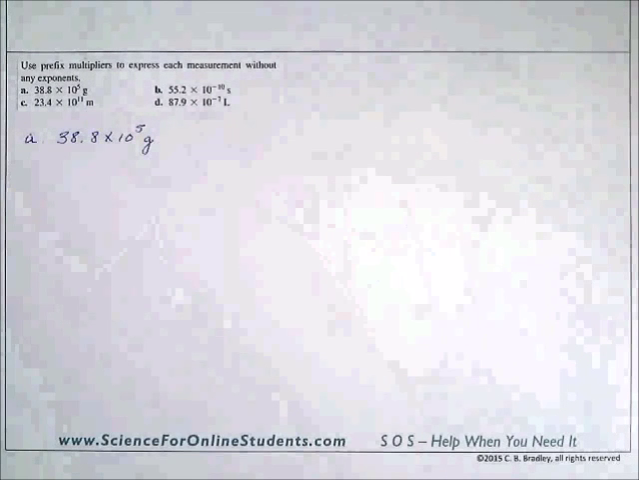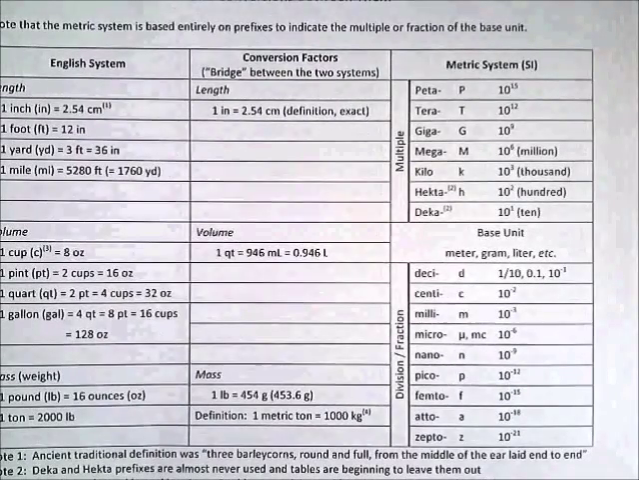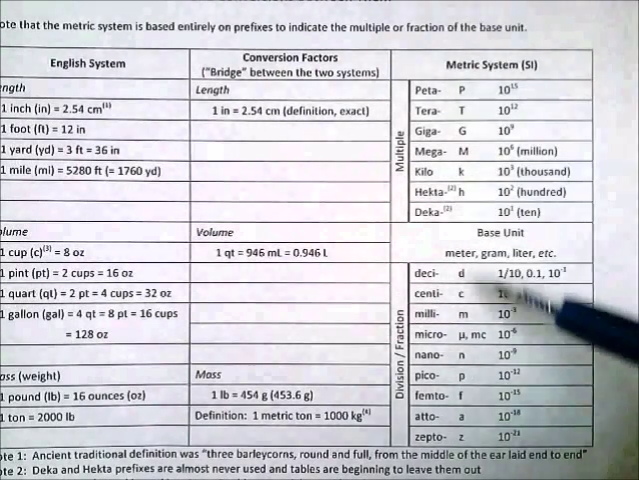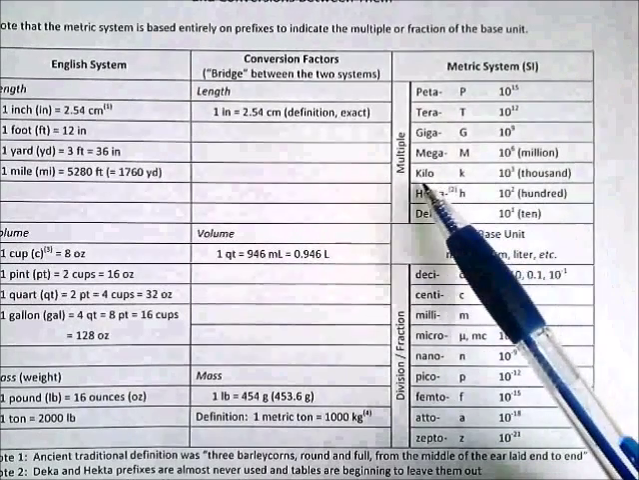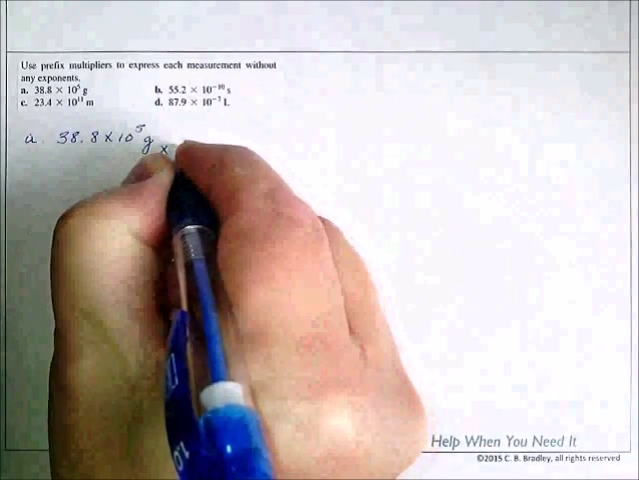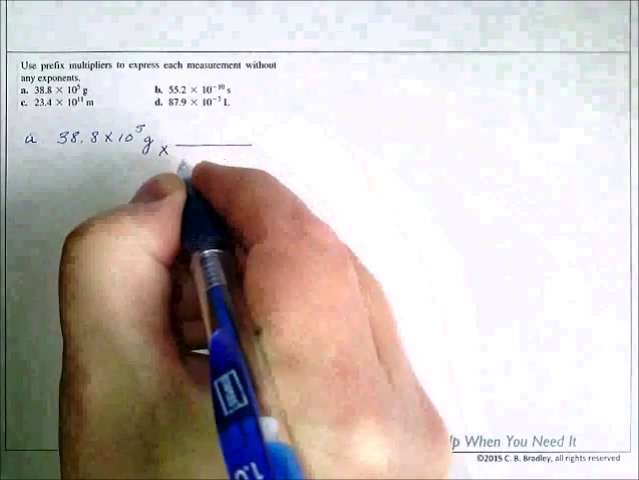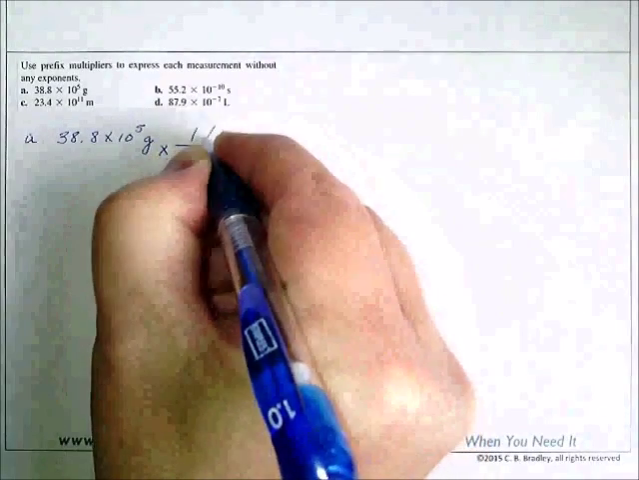Now, 10 to the 5th is what we have to get rid of. And so let's look at the prefixes over here, and pick the one that deals with 10 to the 5th, or that is smaller than 10 to the 5th. In that case, it's going to be 10 to the 3rd, kilo. And so we're going from grams to kilograms. So 1,000 grams is 1 kilogram.